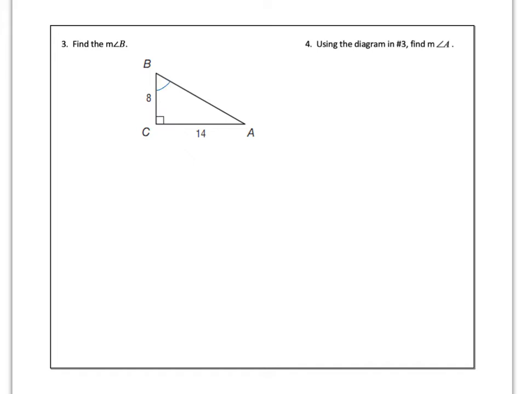So we're going to try to find the measure of angle B in number 3. The 14 is opposite, the 8 is adjacent. The hypotenuse is the side we're not using, it's the long side between B and A. Now think about SOHCAHTOA. And you have to pick one of these, and you want to pick the one that has the O and the A. And the O and the A go with TOA.